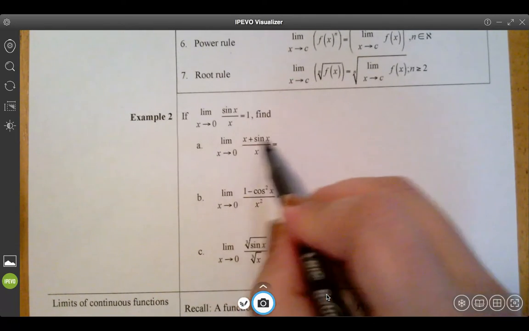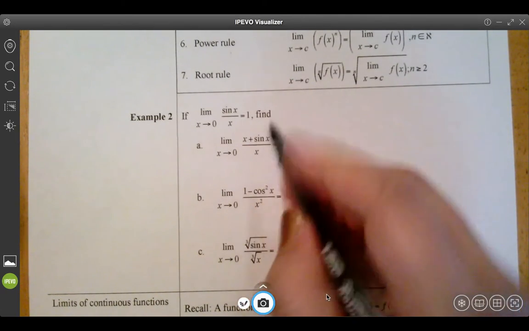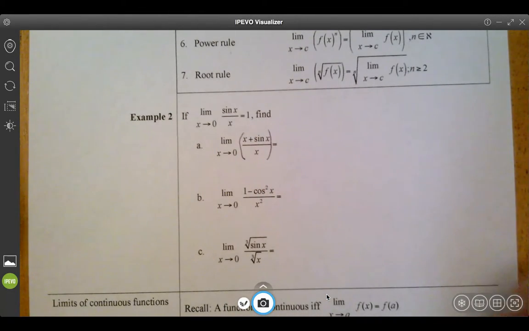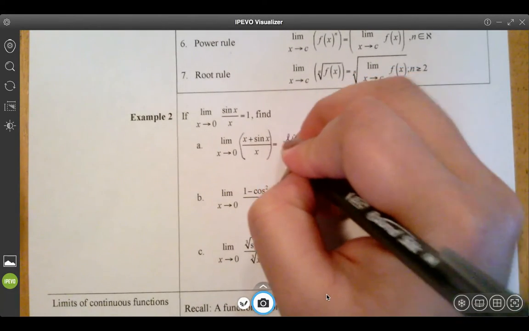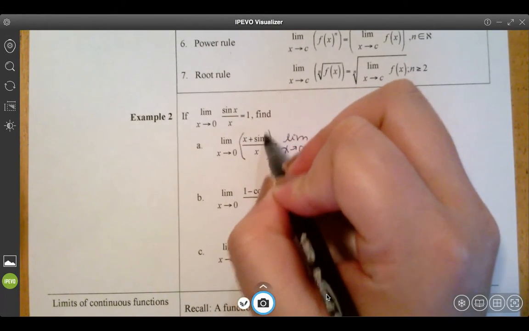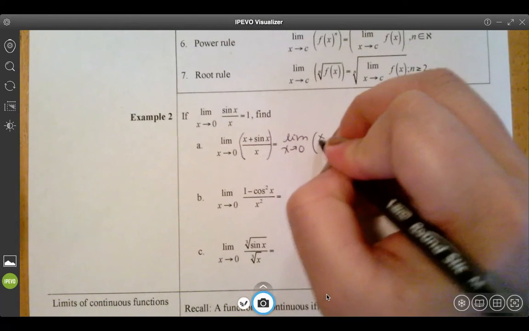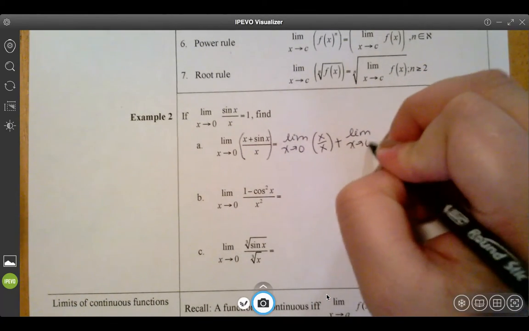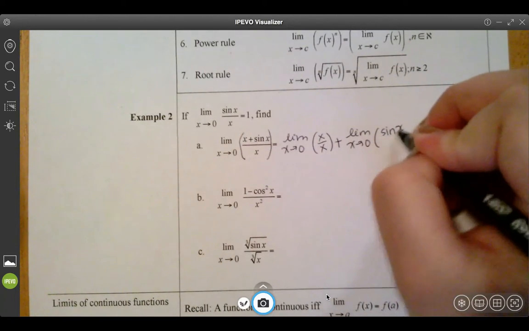And so how can I do this? Well, I can split this function over addition, right? I can use the sum rule. And so this is the limit as x approaches 0 of x over x, plus the limit as x approaches 0 of sine of x over x.